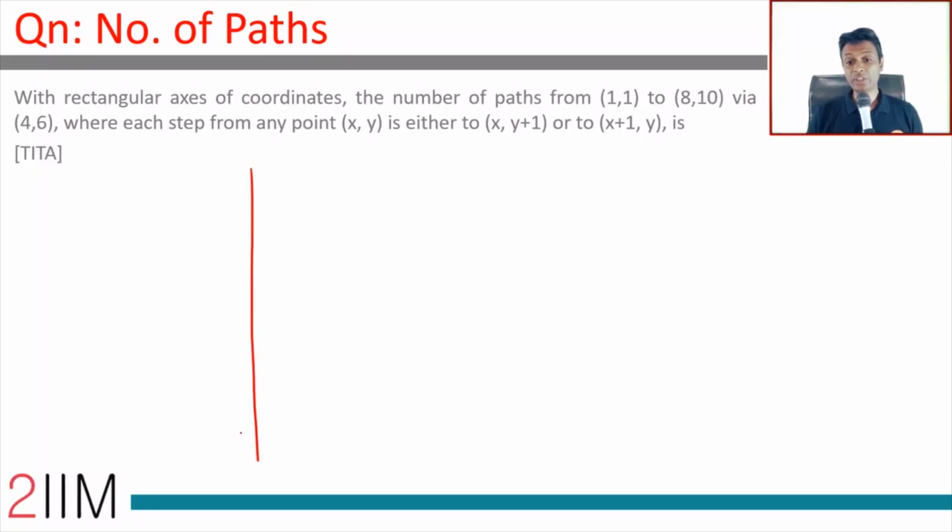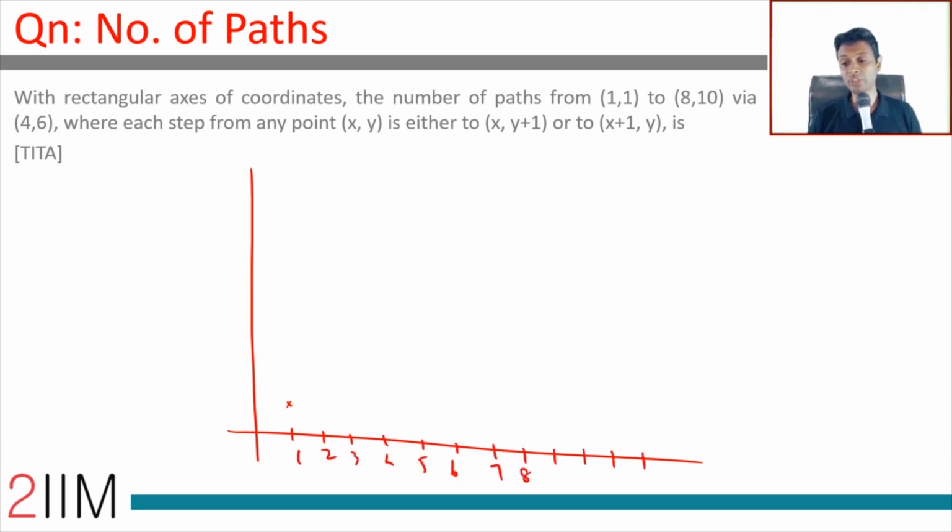With rectangular axes of coordinates, the number of paths from 1, 1 to 8, 10 via 4, 6.